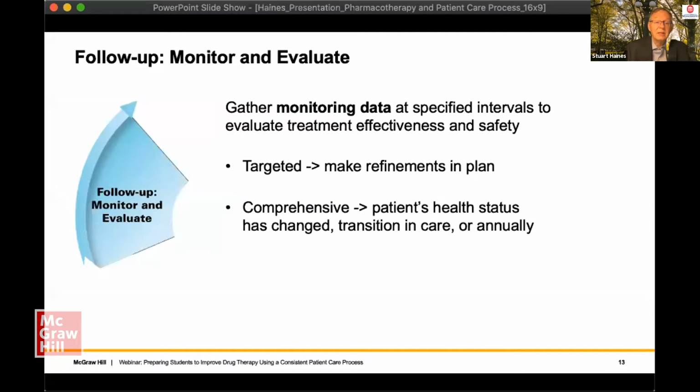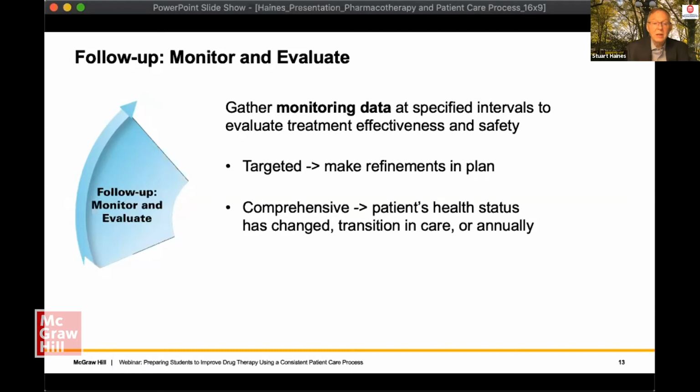If there's some small adjustments that need to be made, we can do that based on a kind of a targeted follow-up and targeted plan at that point. Sometimes the data suggests that a more comprehensive evaluation of the patient's health status, particularly during transitions of care, that we need to do a complete reevaluation of the patient's care plan. And so that really feeds back into the collect stage again. So comprehensively collecting information, comprehensively assessing the patient's health status and their medication-related needs, comprehensively developing a plan. So this follow-up stage is often where we make decisions about making targeted changes or perhaps going back and starting at square one again, looking at things comprehensively.